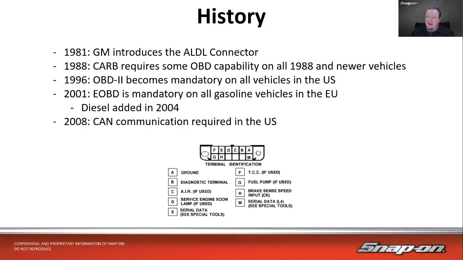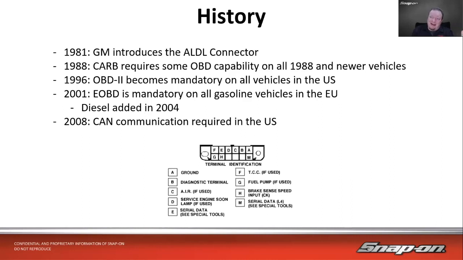And then 1988 CARB, which is the California Air Resource Board, required some OBD capability on all 1988 and newer vehicles. So 1988 model year, if you had a vehicle in North America, you had to have some sort of diagnostic capability. Now, it could be a lot of things, and the connector could be whatever the manufacturer decided it needed to be. And granted, cars weren't all that complex back then. So what did we need? We needed a few data PIDs and maybe a way to retrieve some codes. But hey, they said you need to do this, and that was the end of the 80s.